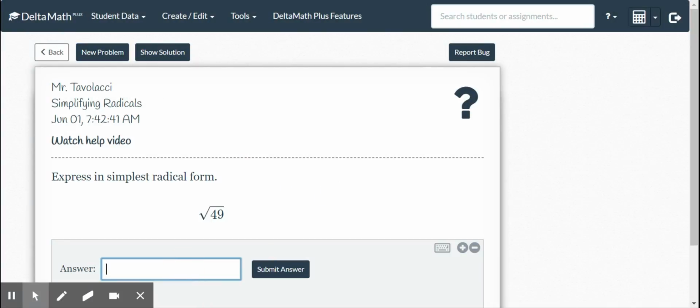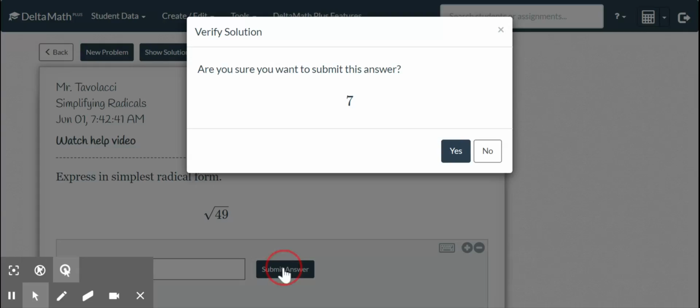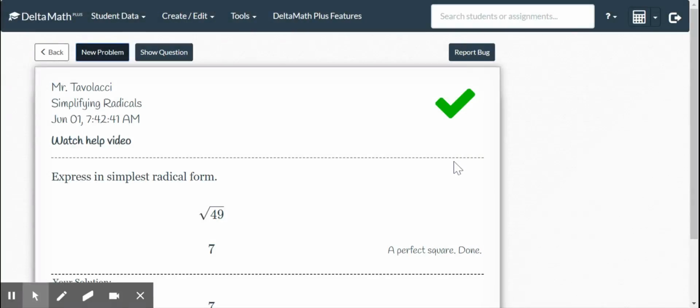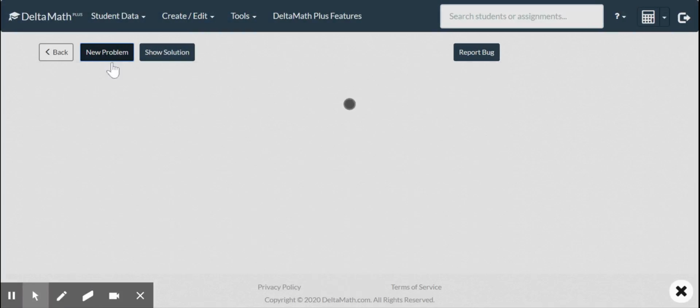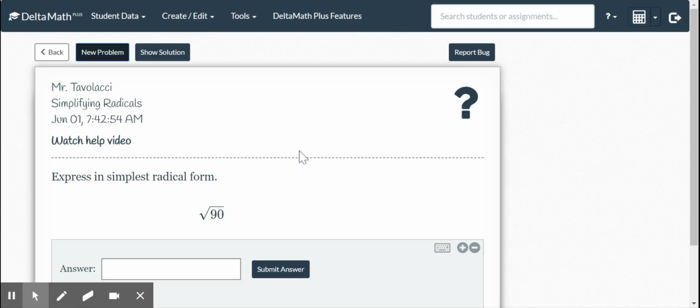Square root of 49. Again, not much we have to do there. We know our perfect squares. We know the square root of 49 is 7. And that's going to be our integer answer. Okay, finally, one that we have to break up.